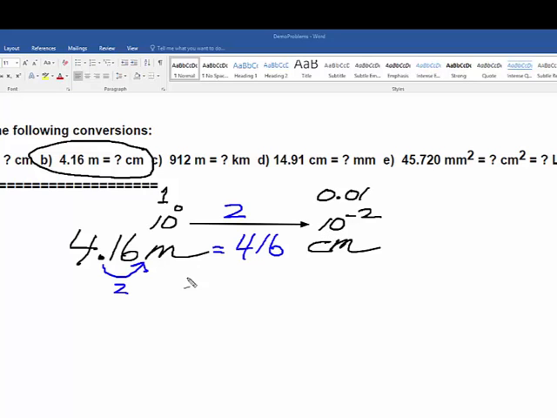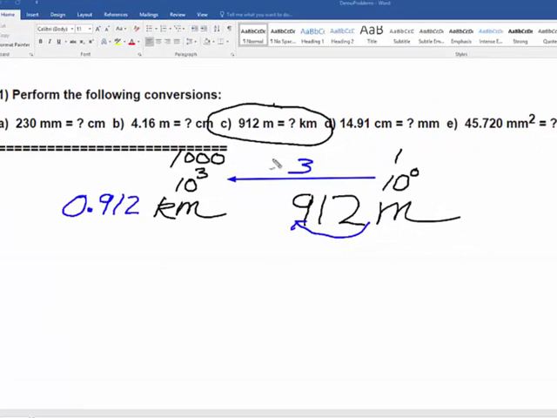How many places? We look at the difference between the exponents in the place value, or power of 10. That is 2 places, so the decimal goes 2 places to the right, and we have that 4.16 meters is 416 centimeters. Example C: 912 meters is how many kilometers? Meters, place value 10 to the 0, or 1. Target place value, kilometers, 10 to the 3rd, or 1,000. Difference between exponents, 3. Decimal place goes 3 places to the left. 912 meters is 0.912 kilometers.